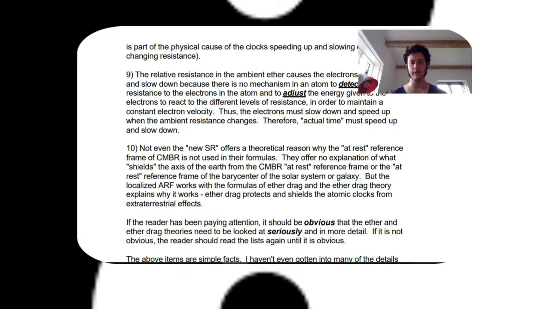Number 10, consider not even the new special relativity offers a theoretical reason why the at-rest reference frame of cosmic microwave background radiation is not used in their formulas. They offer no explanation of what shields the axis of the Earth from the cosmic microwave background radiation at-rest reference frame or the at-rest reference frame of the barycenter of the solar system or galaxy. But the localized absolute reference frame works with formulas of ether drag, and the ether drag theory explains why it works. Ether drag protects and shields the atomic clocks from extraterrestrial effects.